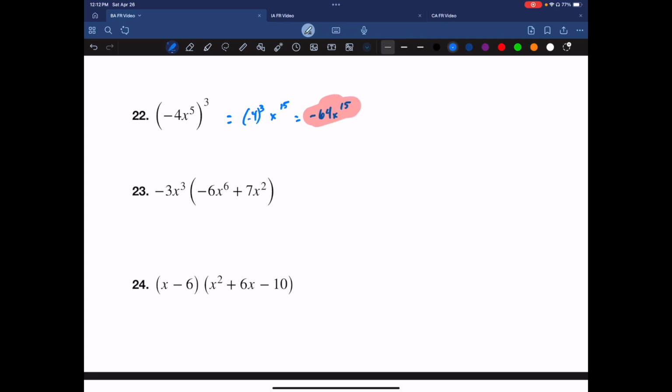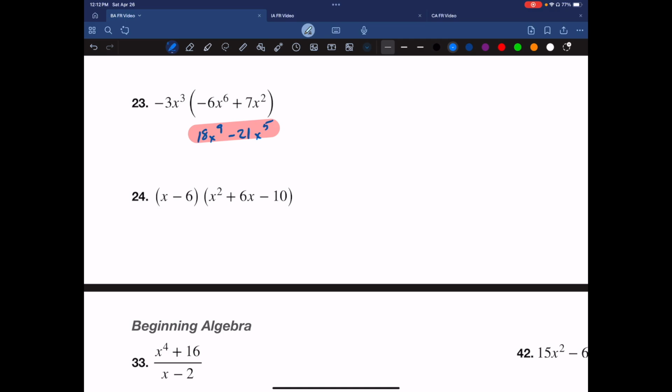All right, here on 23, I'm going to distribute. All right, so it's going to be negative 3 times negative 6 is 18. X cubed times x to the 6th is x to the 9th, because when you multiply like bases, you add the exponents. And then negative 3 times positive 7 is negative 21. X cubed times x squared is x to the 5th. There's the answer there.